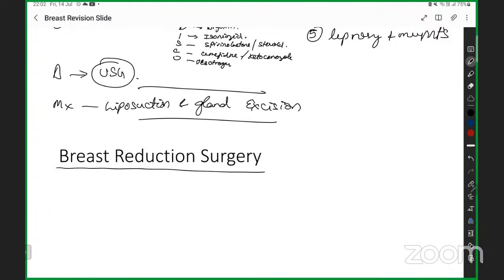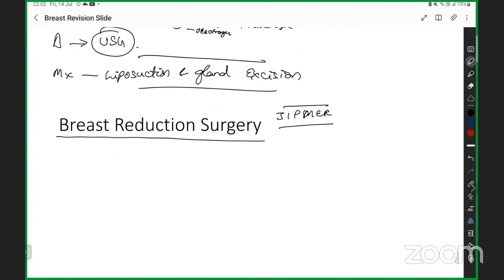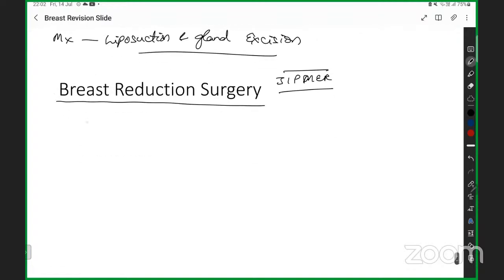Now, coming towards breast reduction surgery. Remember, this was asked from an entrance exam perspective in JIPMER papers. Previously, it was a very repeatedly asked question, guys. So in breast reduction surgery, you will give an incision in an inverted T pattern.